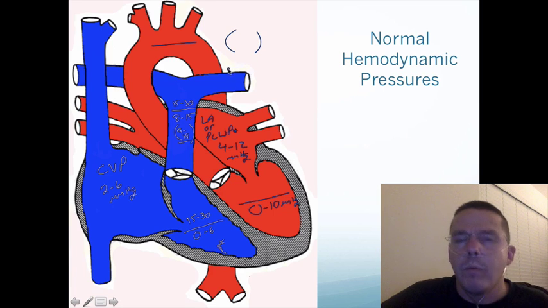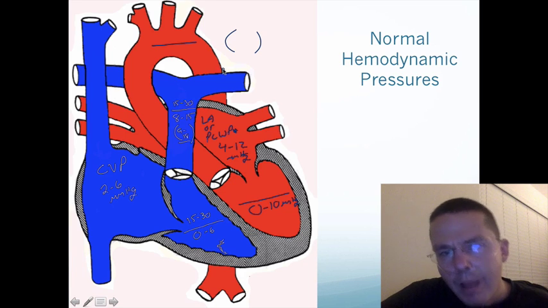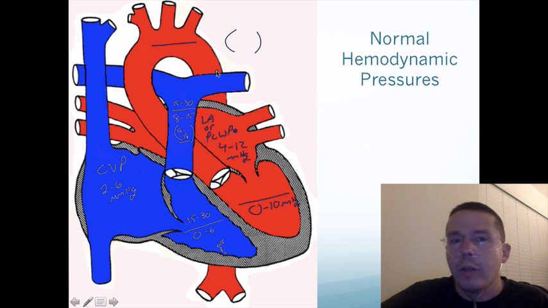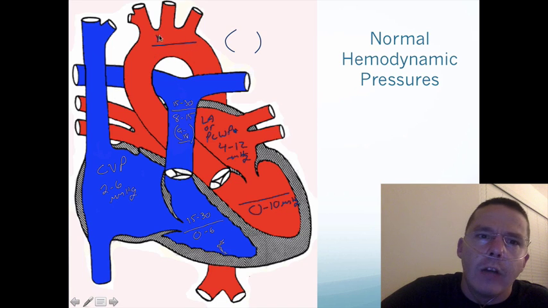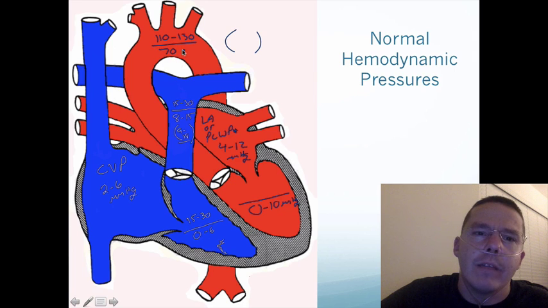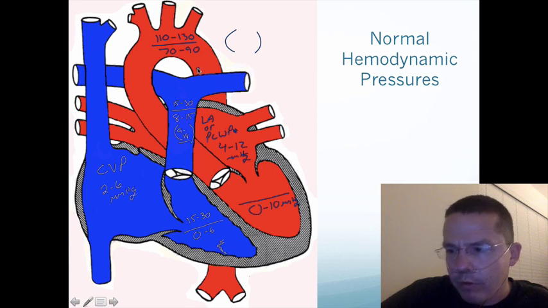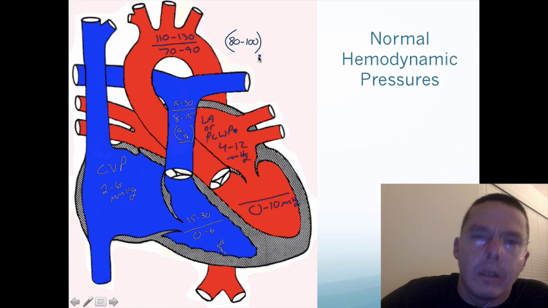Well, most people remember what a normal systolic blood pressure is. Most people remember 120 over 80. But if you're 121 over 79, you're not in imminent danger of falling out or dying. So we tend to accept anywhere between 110 to 130 for a normal systolic pressure, and so that's your 120. And then for 80, we tend to accept anywhere between 70 and 90 millimeters of mercury. And this gives you a mean blood pressure of anywhere between 80 to 100.